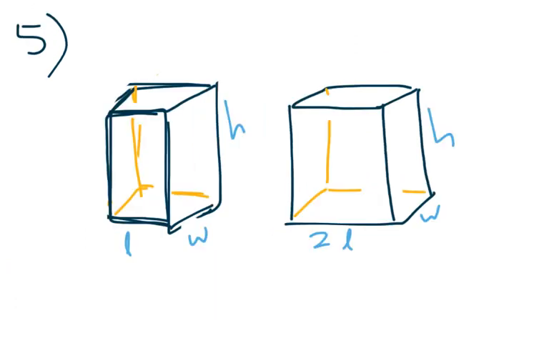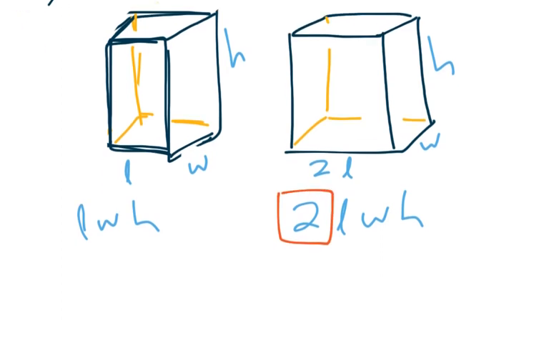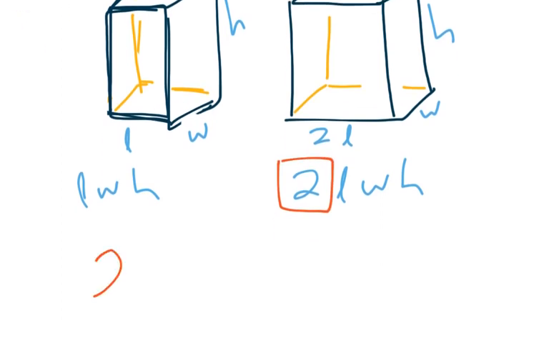So for number 5, it asks, in a rectangular solid, how many times greater is the volume if you double the length? So in this situation, the width and the height remain the same. The only thing that changes is the length. So usually when you find the volume of a box, it's length times width times height. And over here with the larger box, it's 2L times width times height. So the only difference is the 2, and that means that this is going to be 2 times larger.